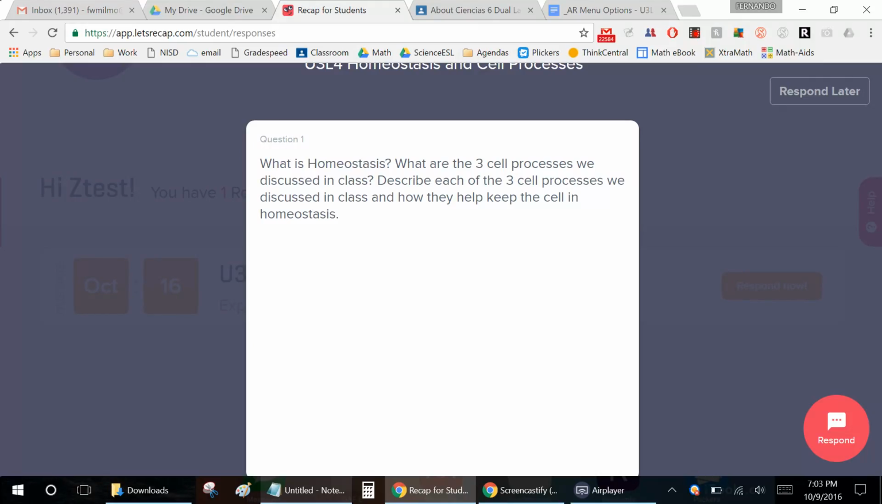Now, we covered this in our notes, and it should be really easy to find the three processes. And I believe there's even a question covering homeostasis and how it relates to the processes. Okay, so go back and read those portions. You're gonna answer again. The definition of homeostasis is in our notes. The three cell processes are in our notes. Then we can describe how we need those to maintain homeostasis in our body.